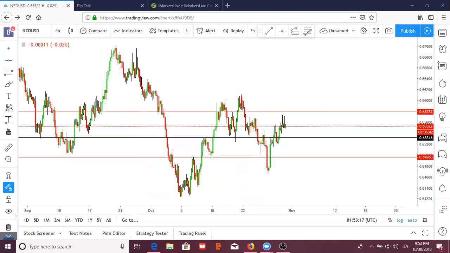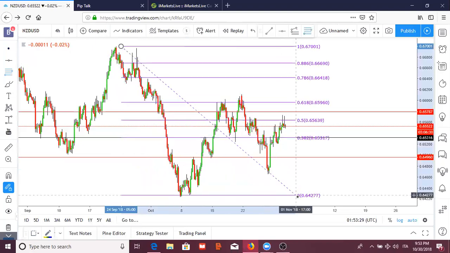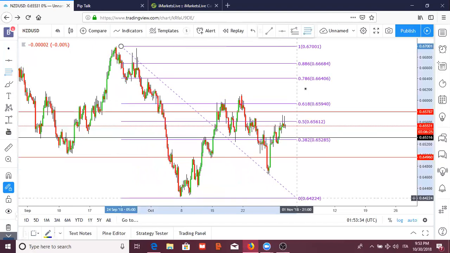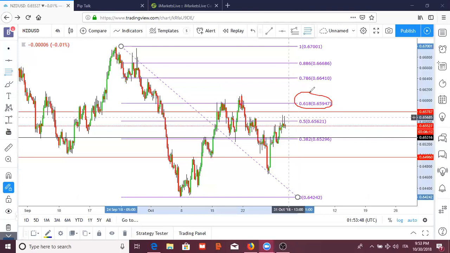Let me see what this gives me. Take out my fib, take it from the high all the way down to this low. I just want to see what price gives me, and then I'm gonna ask you guys what I should be looking for based off of that retracement level that was hit. What should I be looking for based off of this retracement level? The Gartley pattern, that's what I should be looking for. Not the bat.